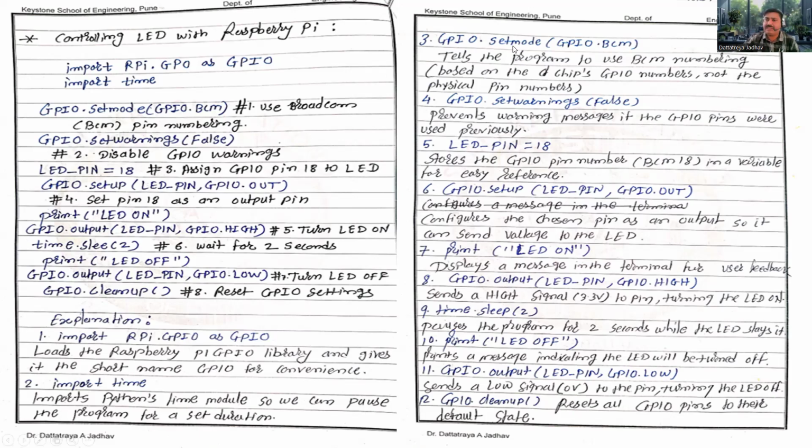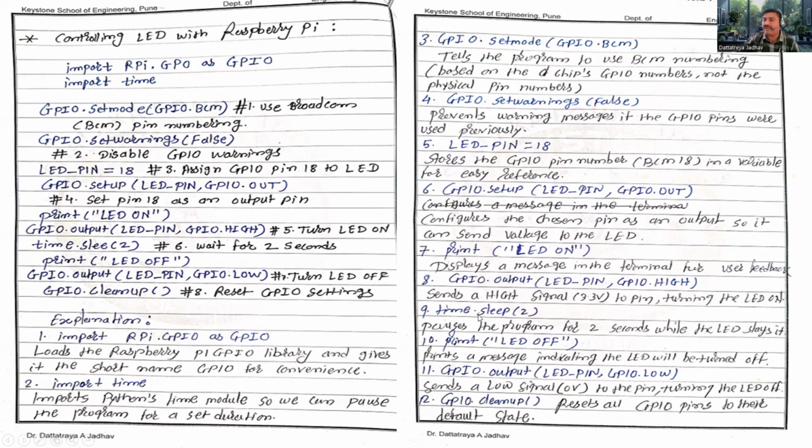Then GPIO.setmode tells the program to use the BCM numbering based on the chip's GPIO number, not the physical pin numbering. GPIO.setwarnings is False, which suppresses the warning message if the GPIO pins were used previously. Then LED_PIN stores the GPIO pin number, that is BCM18, in a variable for easy reference. Then GPIO output as an output, so it can provide voltage to the LED. So we provide some voltage to the LED, so it should be on. Then print "LED on".